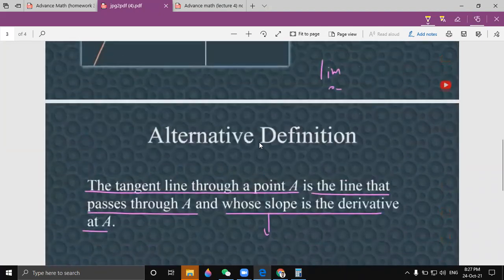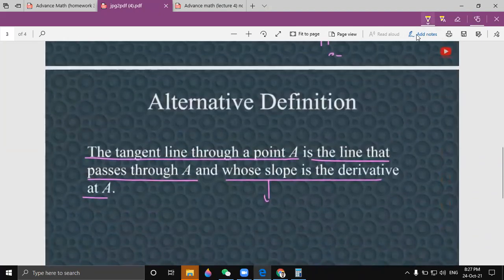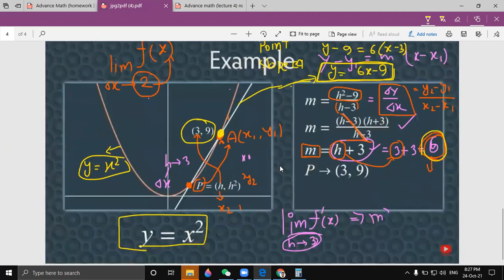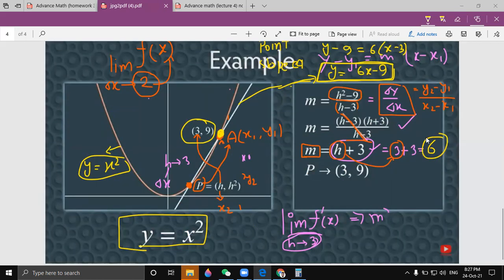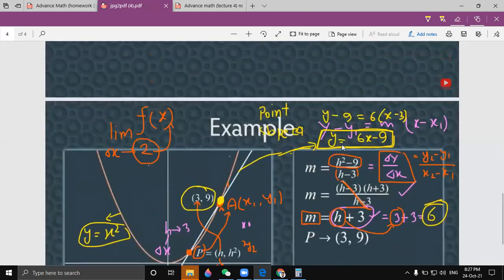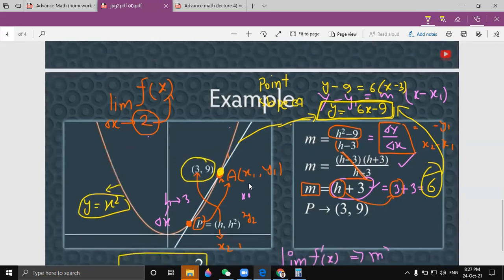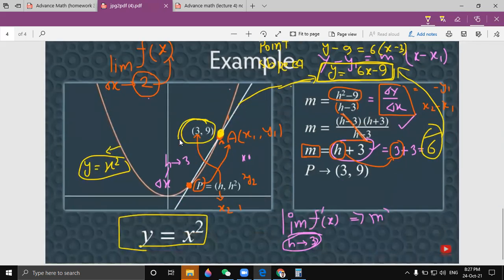So this is a simple example of finding a derivative and tangent line. Derivative is our slope, and for the tangent line, we just find the slope, and then we put the value of slope in this point slope equation. And then we find our tangent line for this 3,9 point.